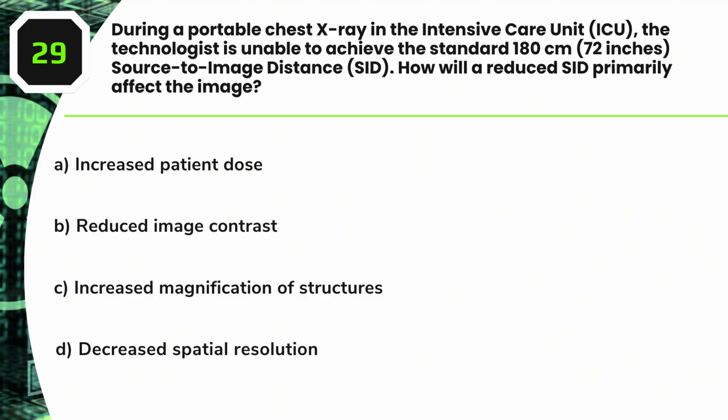Question 29. During a portable chest X-ray in the intensive care unit, ICU, the technologist is unable to achieve the standard 180 centimeters, 72 inches, source to image distance, SID. How will a reduced SID primarily affect the image? A. Increased patient dose. B. Reduced image contrast. C. Increased magnification of structures. D. Decreased spatial resolution.